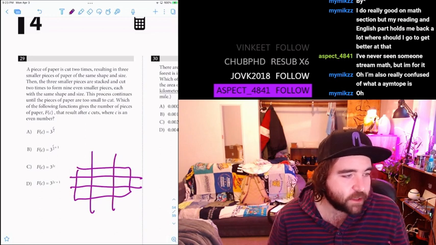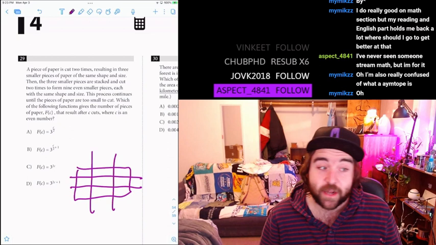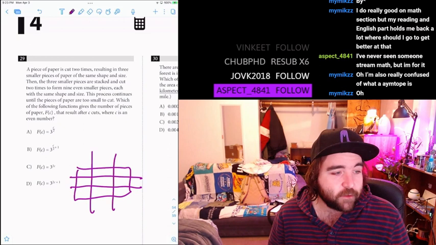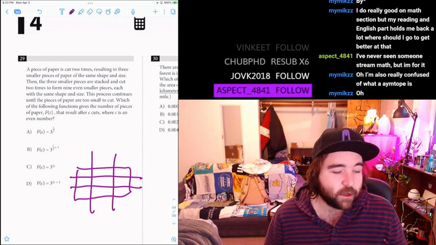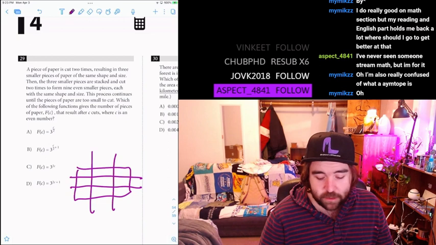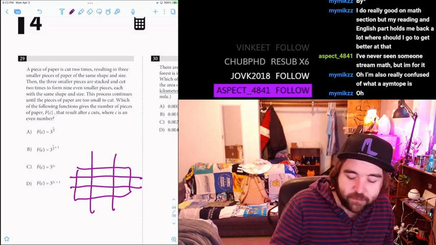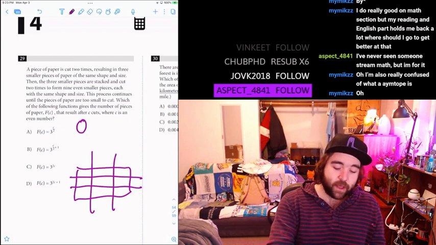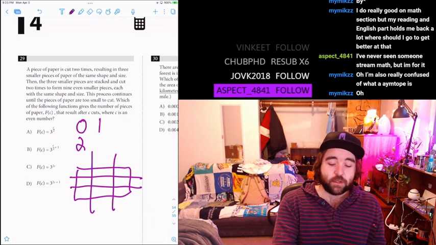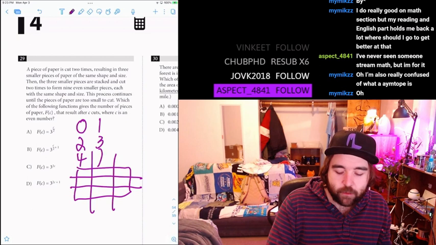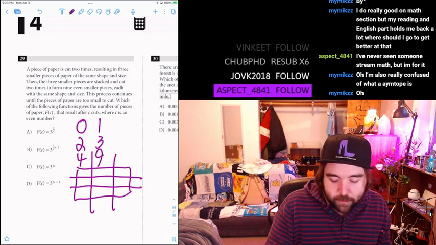This process continues until the pieces of paper are too small to cut. There's an asymptote, in a way, because they're going to get closer and closer to 0. Which of the following gives the number of pieces of paper that results after C cuts, where C is an even number? So here's what I would start with. We already have some values, and we're just going to plug in points. When we have done 0 cuts, we had 1 piece of paper. When we did 2 cuts, we had 3 pieces of paper. And when we did 4 cuts, we had 9 pieces of paper.